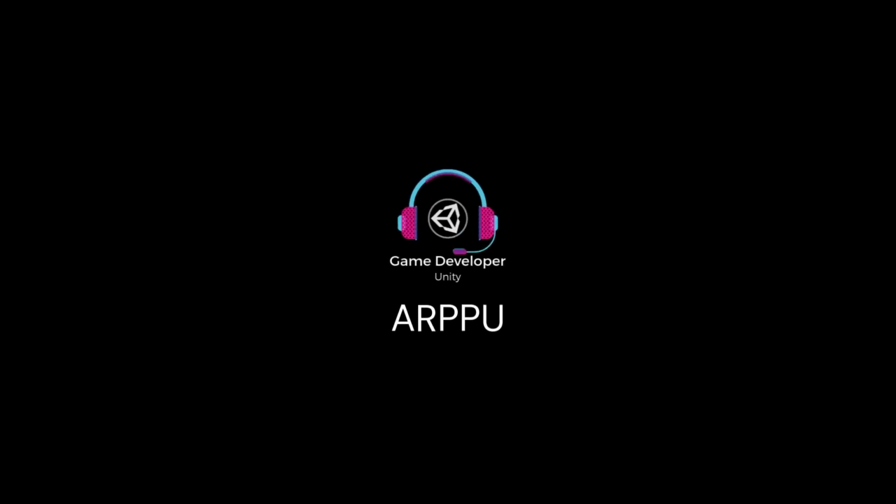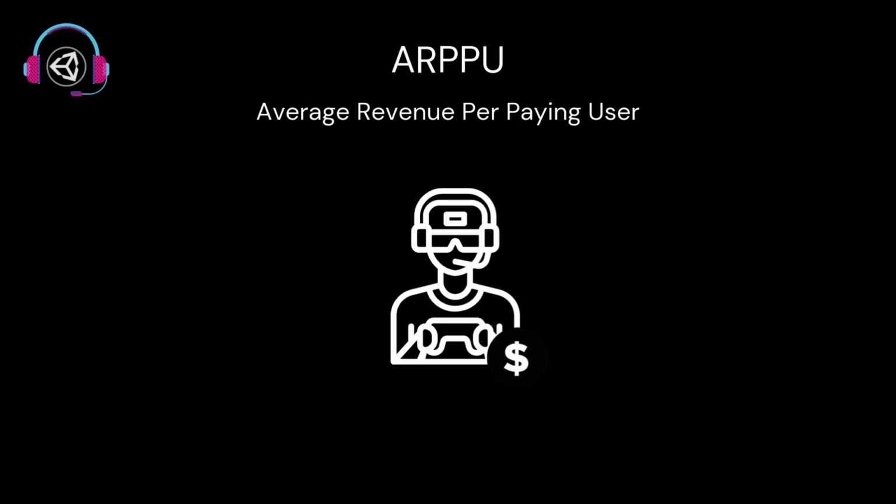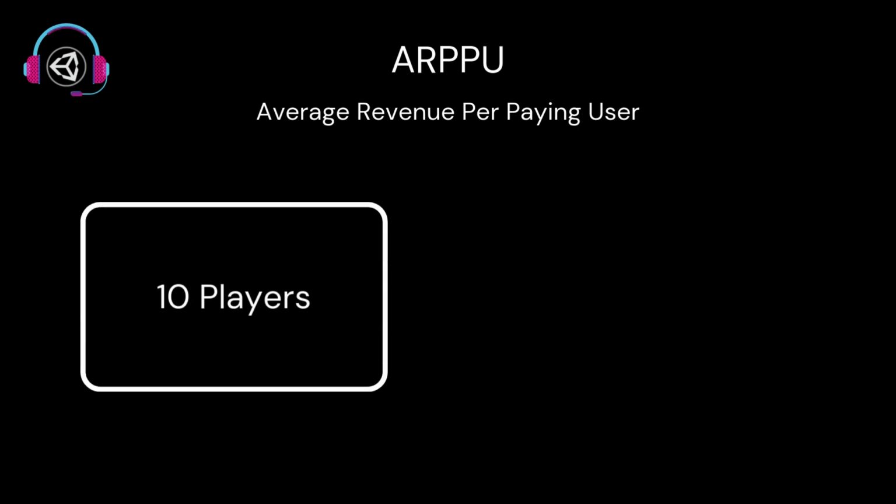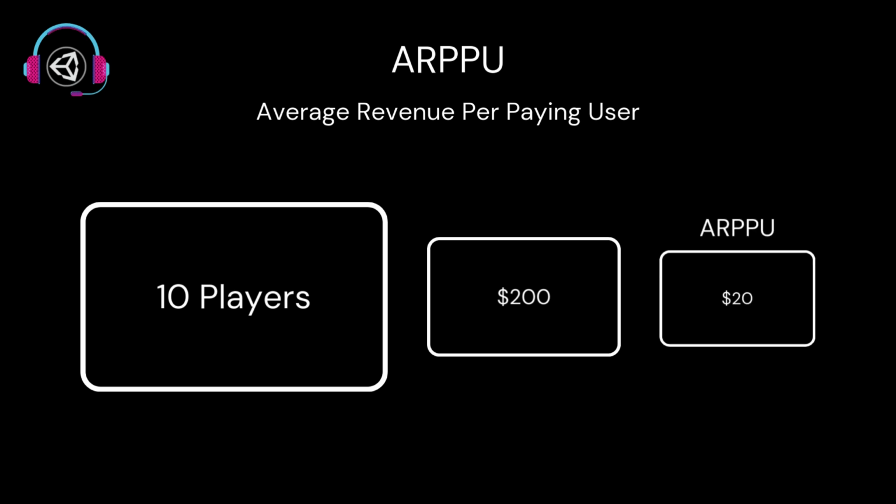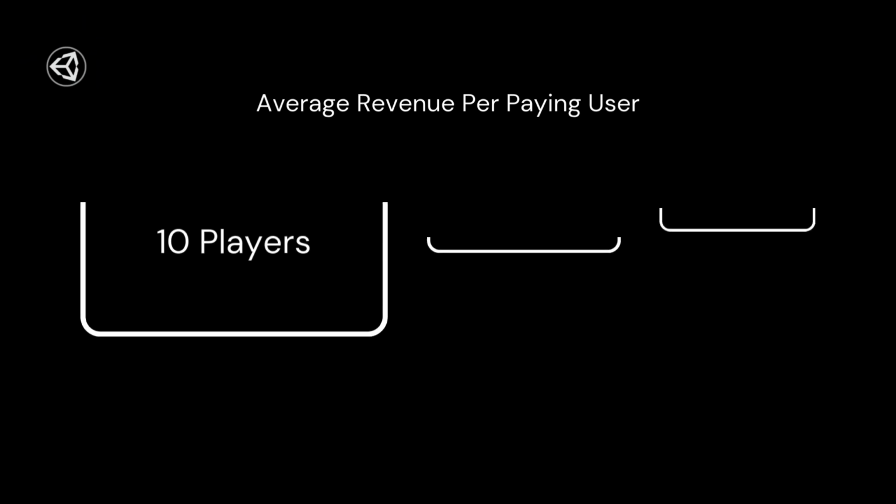ARPPU. ARPPU measures how much money, on average, each paying player spends in your game. It's a great way to understand the spending habits of your most dedicated players. If 10 players spend a total of $200 in a game, the ARPPU would be $20. This metric helps developers fine-tune their pricing strategy for in-app purchases.